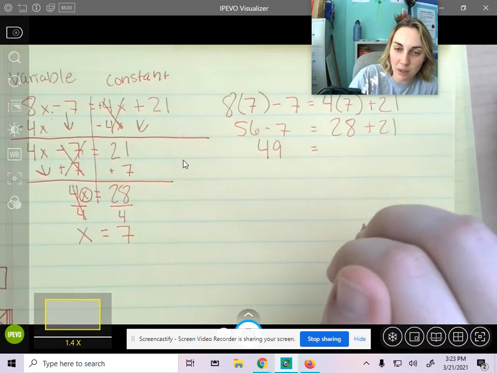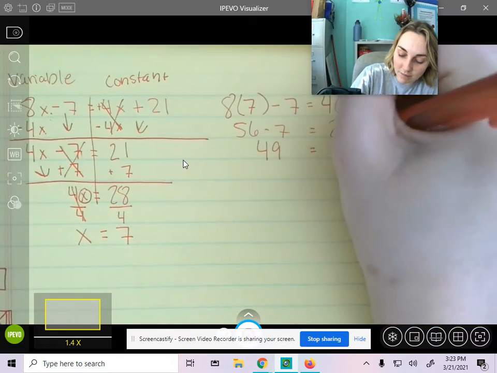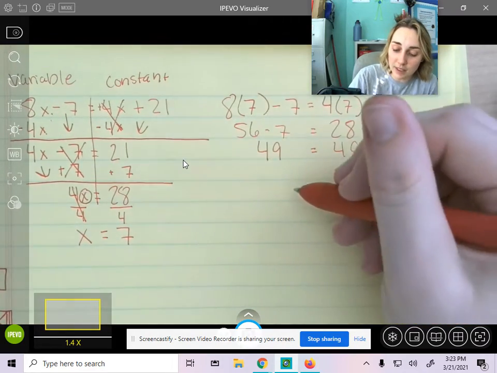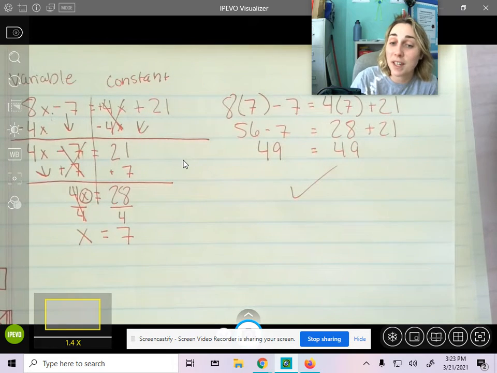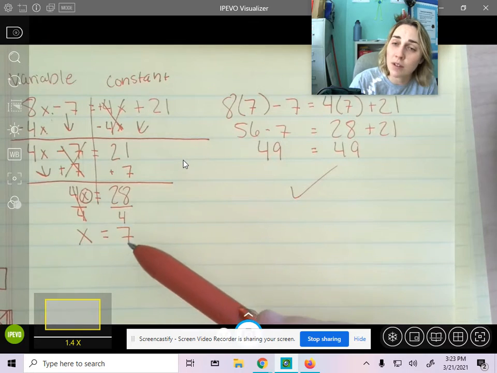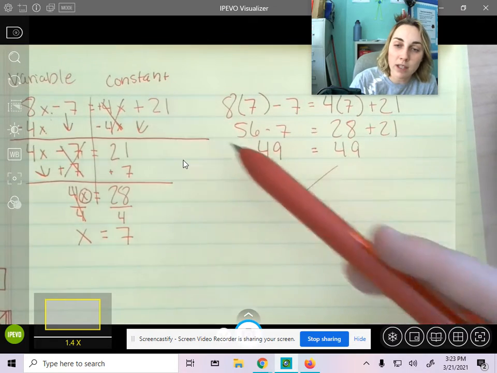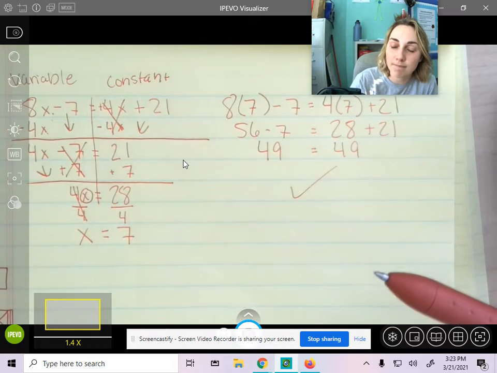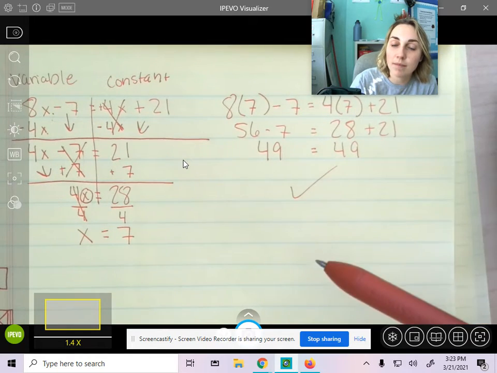And then 28 plus 21 is also going to give me 49. So you know what? X is equal to 7 because that is true. 49 is equal to 49. So that works. So if you ever want to check your work, that's what you can do. You can substitute your value into the original equation and make sure it works out on both sides. Make sure they're equal to each other.